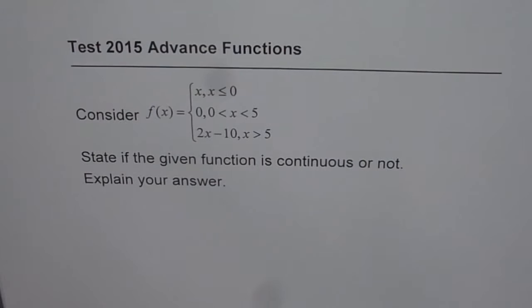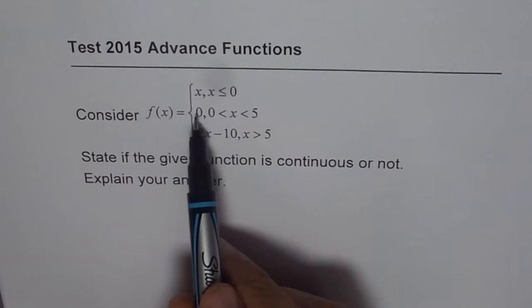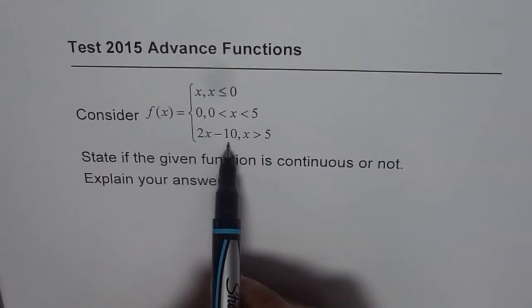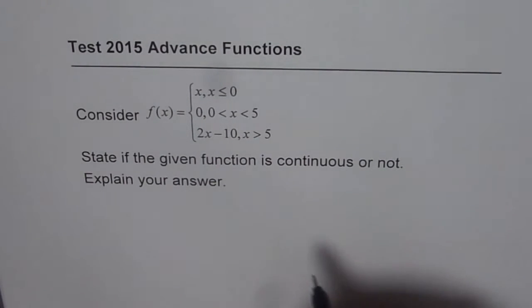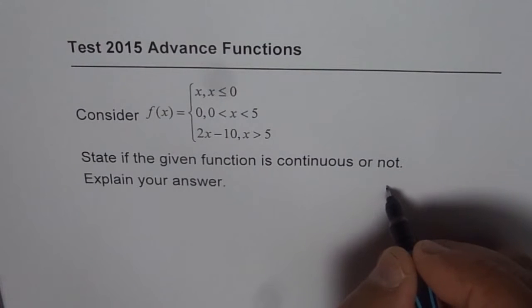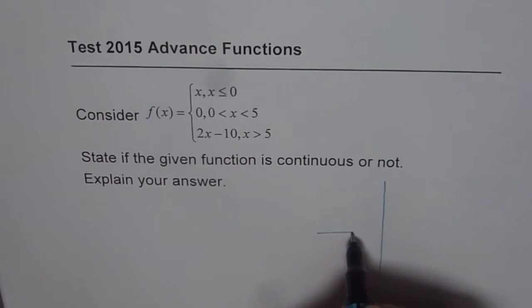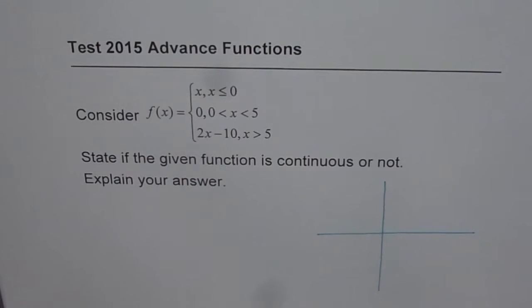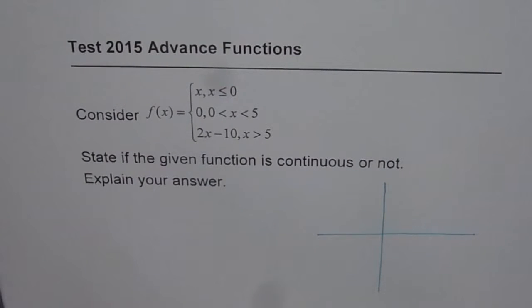Now, a normal way of doing this question is that you'll try to figure out that x is a continuous function, 0 is a continuous function, and 2x minus 10 represents a line, which is also a continuous function. So in between, these are all continuous values. Now the question is whether all the pieces are joined together at their points of intervals. That is what is to be seen.